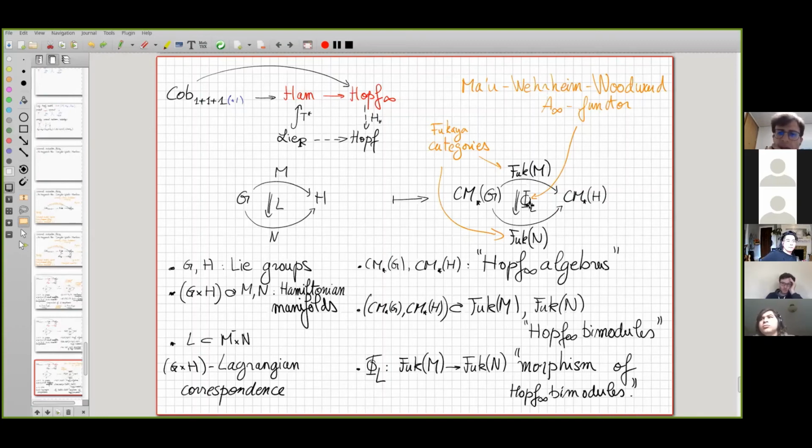I mean, ignoring all the actions, these have been defined by Ma'u, Wehrheim, and Woodward. These are A infinity functors, but there should be more than that. In our case, it should be morphisms of Hopf infinity bimodules. Okay, so this is kind of what we'd like to have, and I should say that we're very early on in this project, and what I just described is far from being complete. But at least that's how we think it should work. Okay, any questions so far?